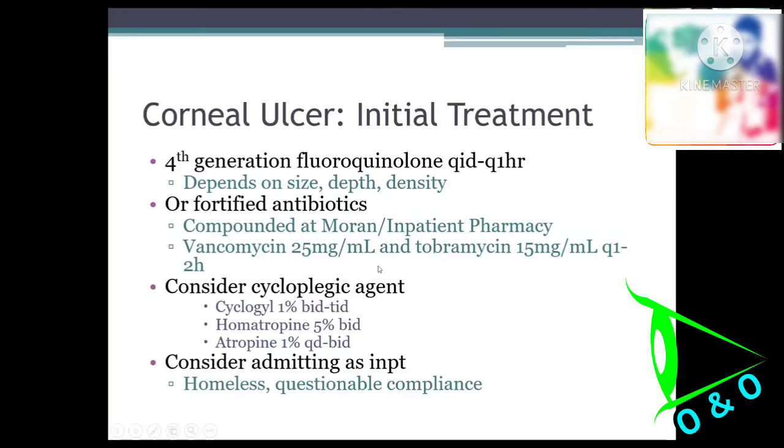You might consider also adding a cycloplegic agent such as cyclogel, homatropine, or atropine to prevent iris spasm. I describe to patients that it's going to take the edge off some of the pain, definitely not going to significantly get rid of pain, but it helps a little bit. I like it because if there's a big inflammatory response, like a lot of cells in the AC or hypopyon, you're going to decrease the chance of getting synechiae if you add a cycloplegic agent in. If you have a patient who's homeless, maybe some questionable compliance issues, you want to consider admitting as an inpatient for treatment.